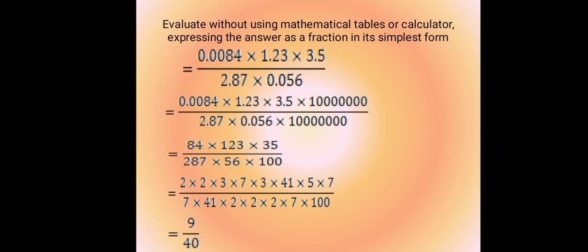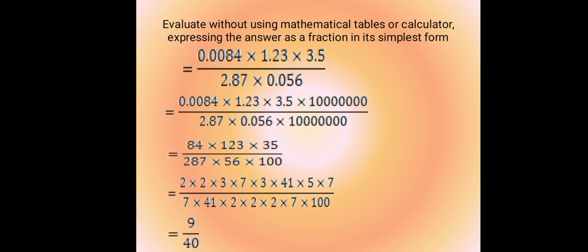So you can see our new sum becomes 84 multiplied by 123 multiplied by 35, and then 287 multiplied by 57 multiplied by 100. That is a very easy sum. Now we find the factors. The factors of 84, what are they? And then the factors of 123, what are they? The factors of 35, what are they?